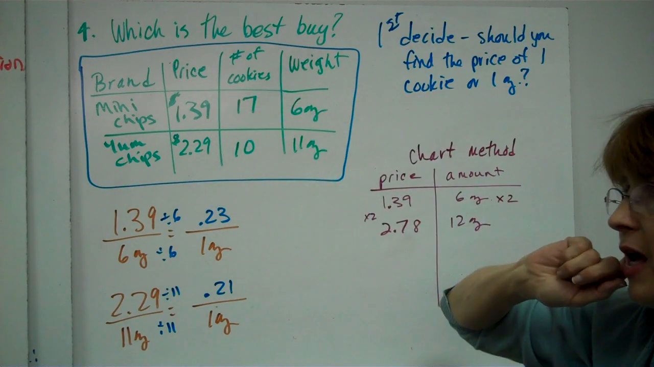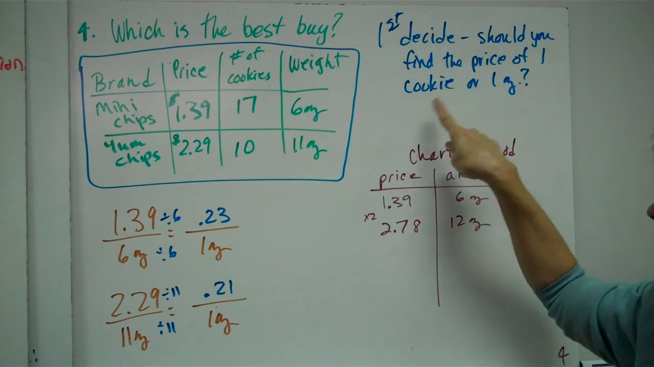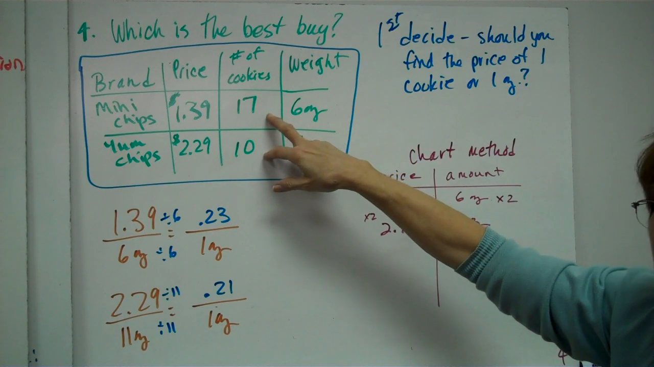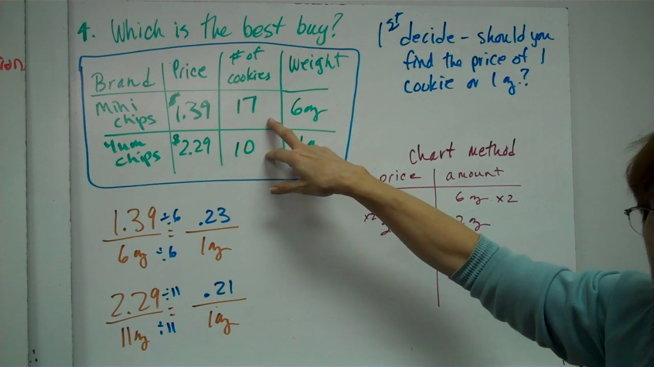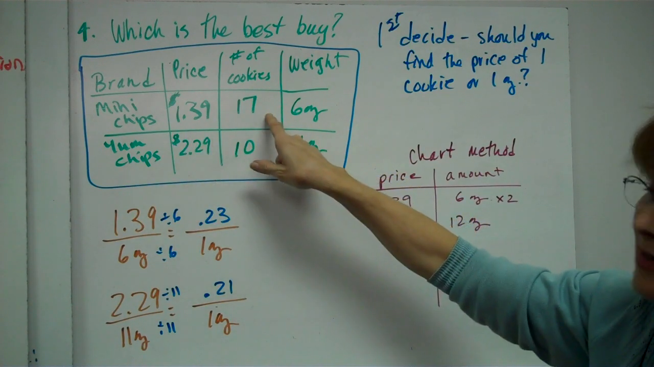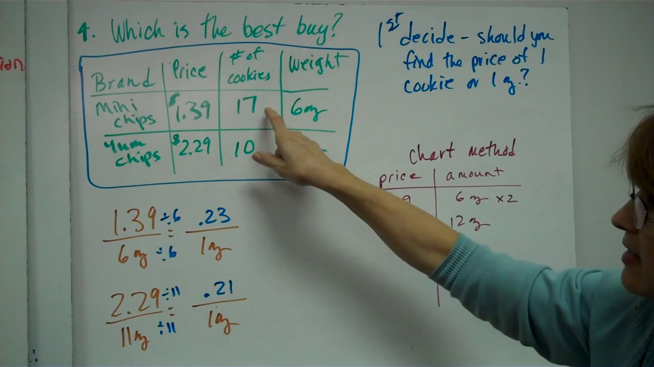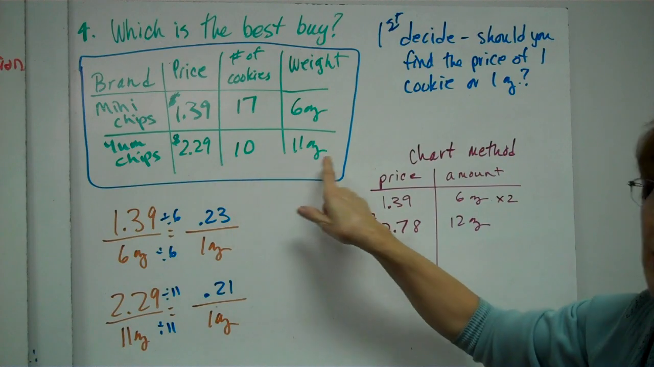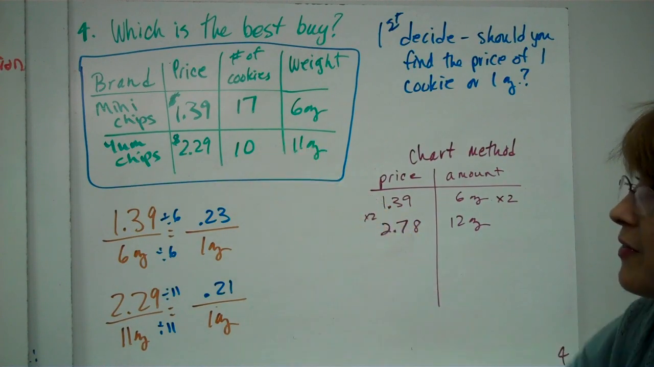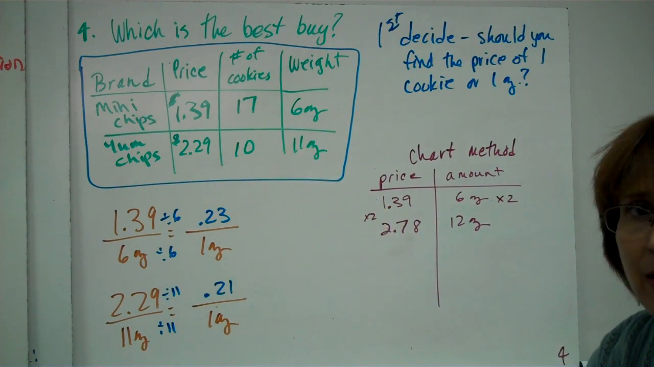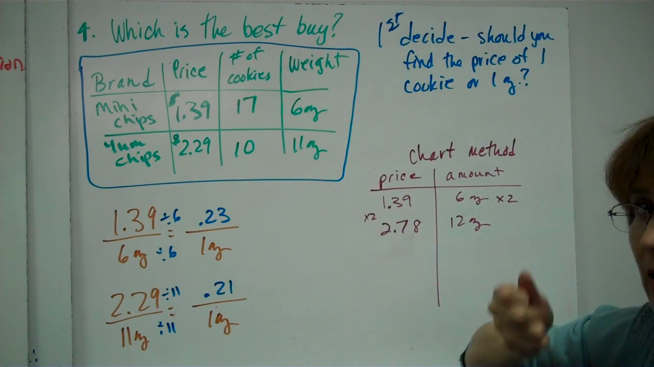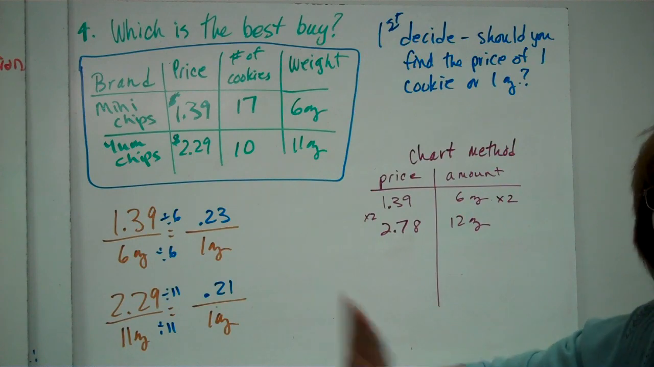So you have to decide, should I find the price of 1 cookie or 1 ounce? Well, because they have different cookie numbers, they're probably different size cookies too, because this mini chips is going to have smaller cookies because it has 17, and it weighs less than the one that has only 10, but it's 11 ounces. So going by the cookies, they are not all the same size. So it will be better to use the ounces, because an ounce of cookie is an ounce of cookie.